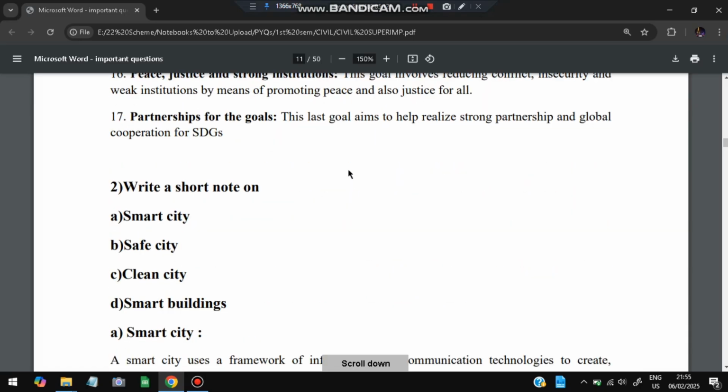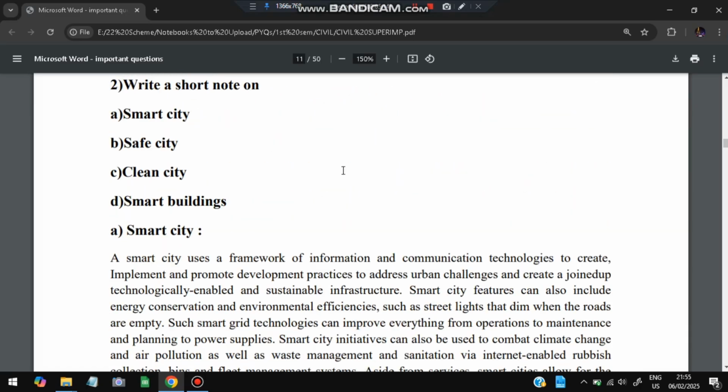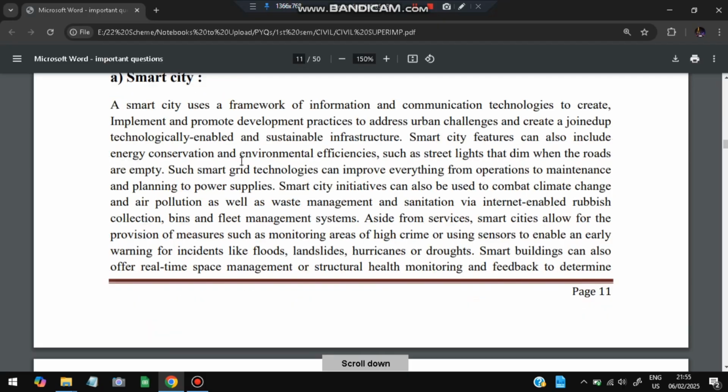Okay, write a short note on smart city, safe city, clean city, smart buildings. So, what is a smart city? In a smart city there are technological features that have the outcome of energy conservation and environmental efficiencies. Okay, like street lights that dim when the roads are empty, or smart grid technologies that can improve and maintain the power supply.